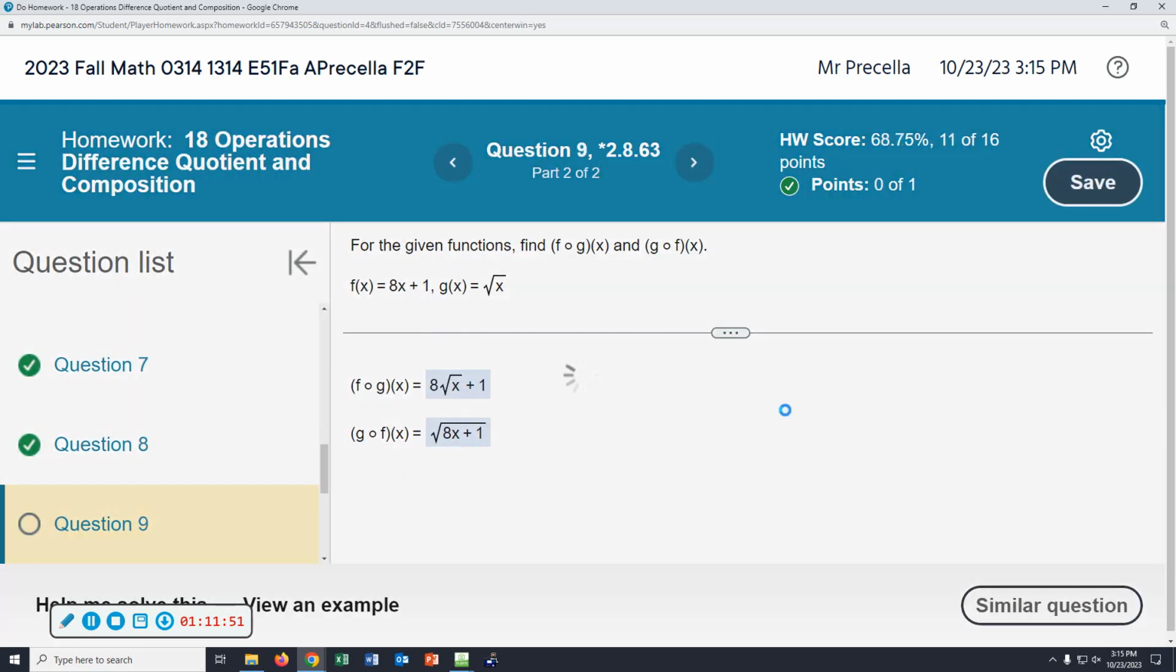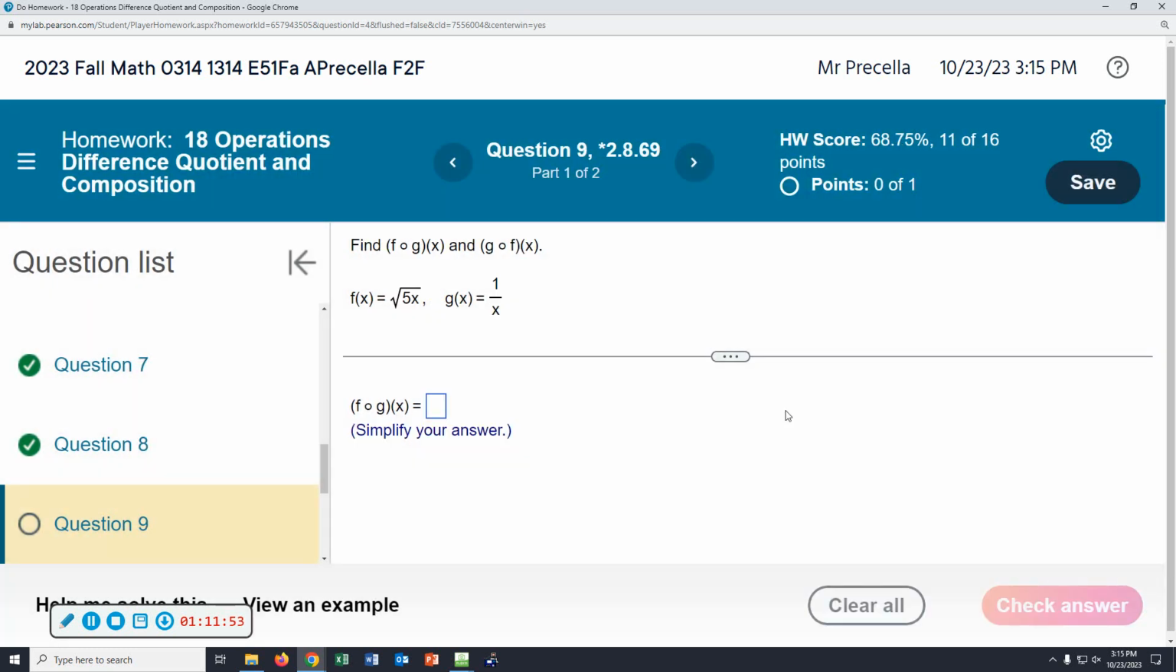Are they going to see about this? Oh, okay. So number 9. Same instructions. Find f of g of x and g of f of x. The problem, let's see, f of x is the square root of 5x. And g of x is 1 over x.